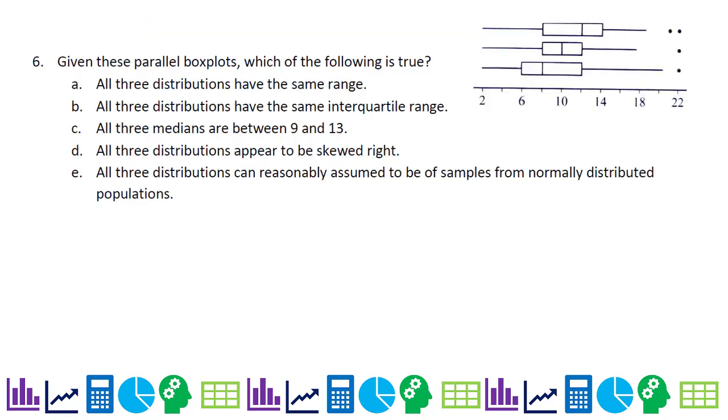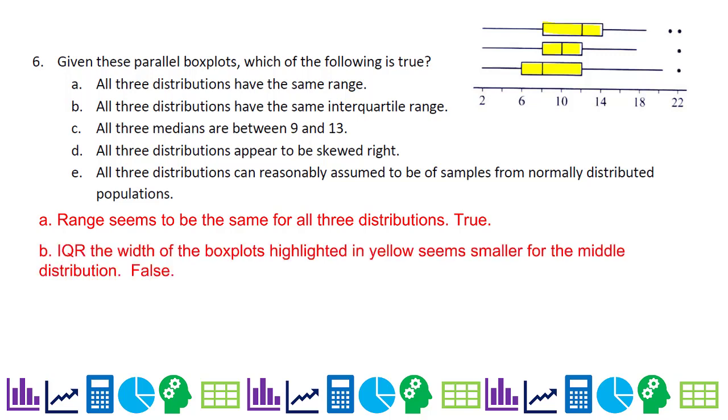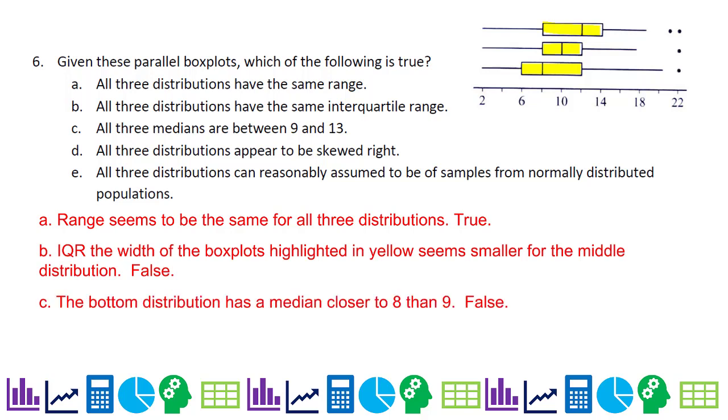Number 6. Given these parallel box plots, which of the following is true? Well, for A, it says all three distributions have the same range. Well, range does seem to be the same for all three distributions, so that part's true. But let's check the others. Now we're looking at IQR. Well, the IQRs don't look the same, all right? So B is false.